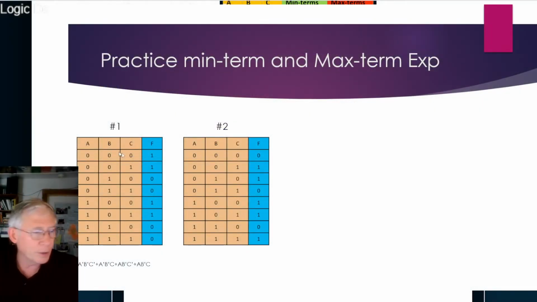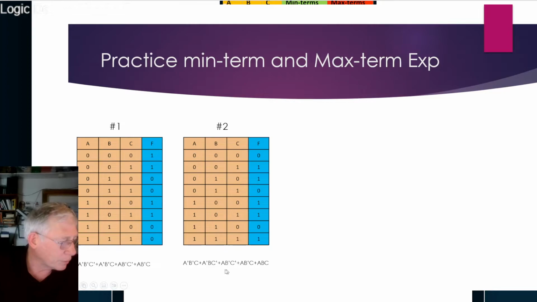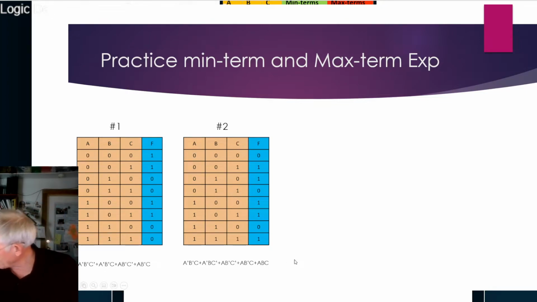All right, so we'll see here. I think I put the expression over here. Yeah, I did. You can see it's got these terms, but I didn't simplify it over here. That's just the minterm expansion, and then if I simplify it, I got it a little simpler.